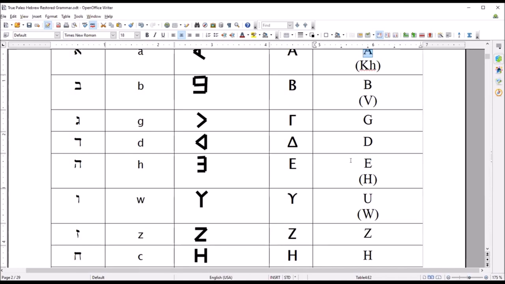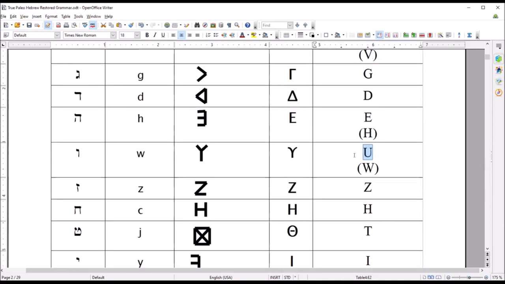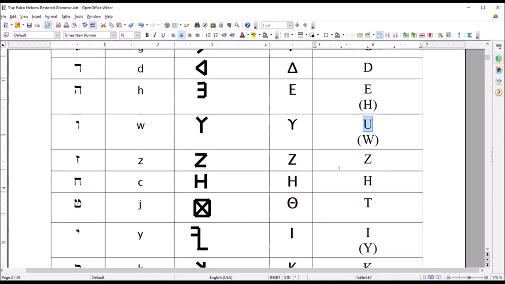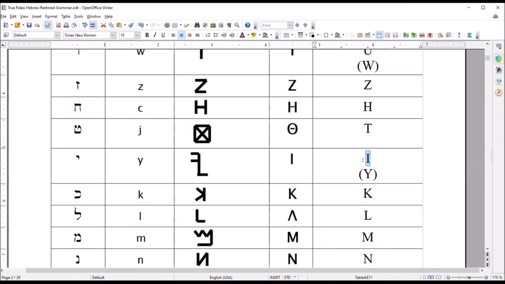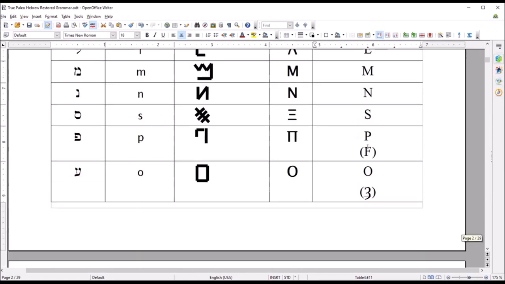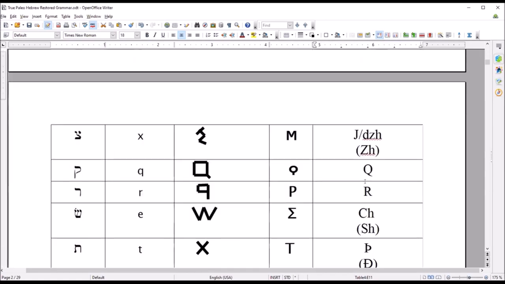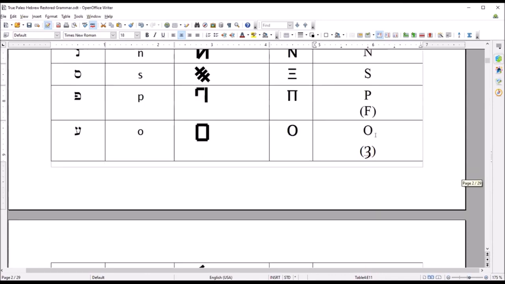So just the word egg has that E sound, egg. And the U has the U sound, like moon, June, the month June, has the U sound. The I has the E sound. It's not I, that's a diphthong. And it's not I, but it's E. And we've got the letter O.